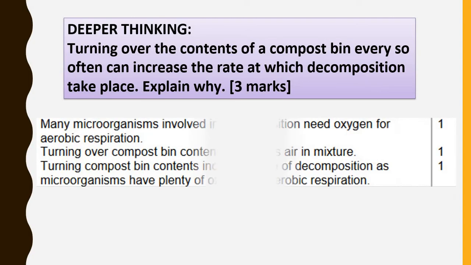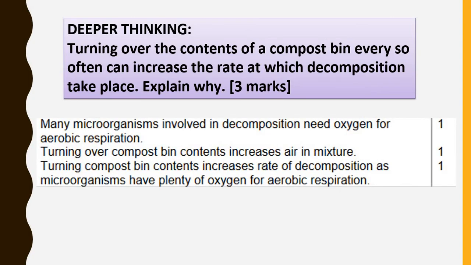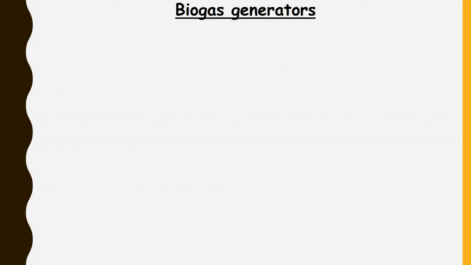So coming back to this question then, I did say it verbally, but we've got the answer here as well. Many microorganisms are involved in decomposition and need oxygen for aerobic respiration. Turning over compost bin contents increases air mixture, and turning compost bin contents increases the rate of decomposition as microorganisms have plenty of oxygen for aerobic respiration. So it's tying in to oxygen and aerobic respiration that the decomposers need.